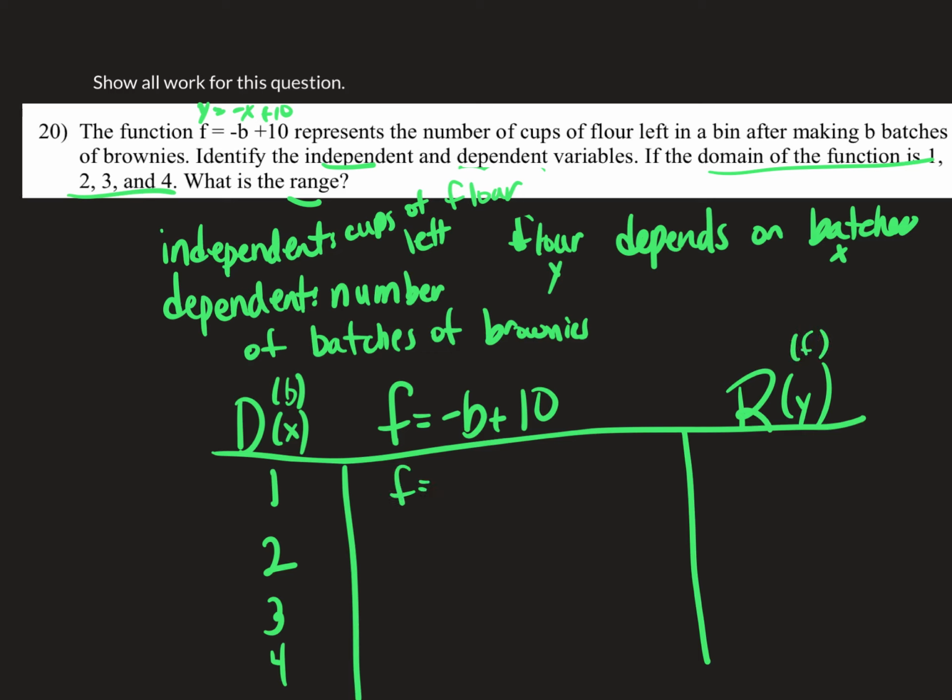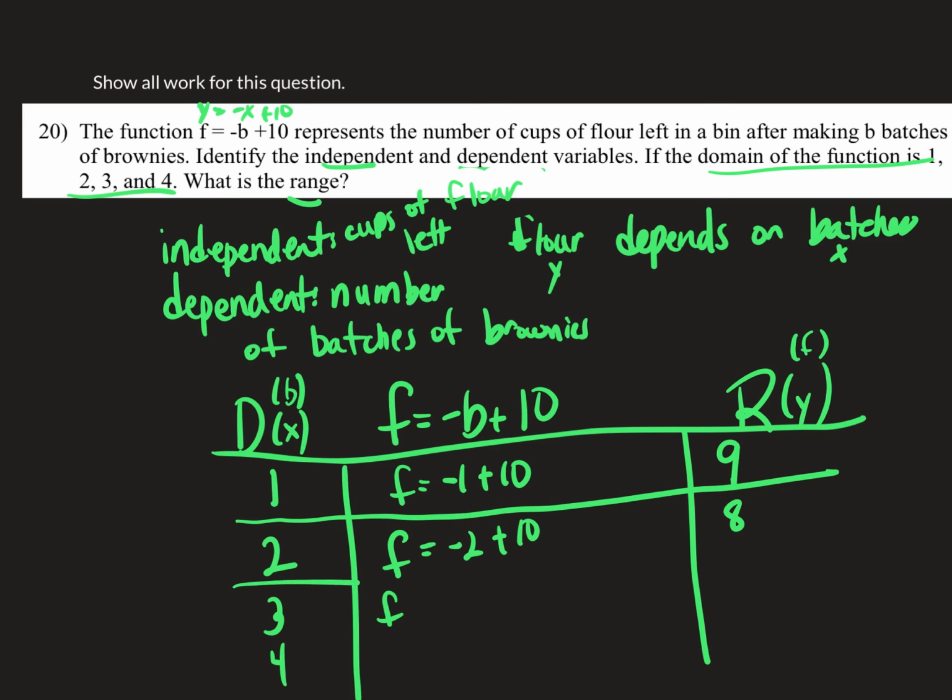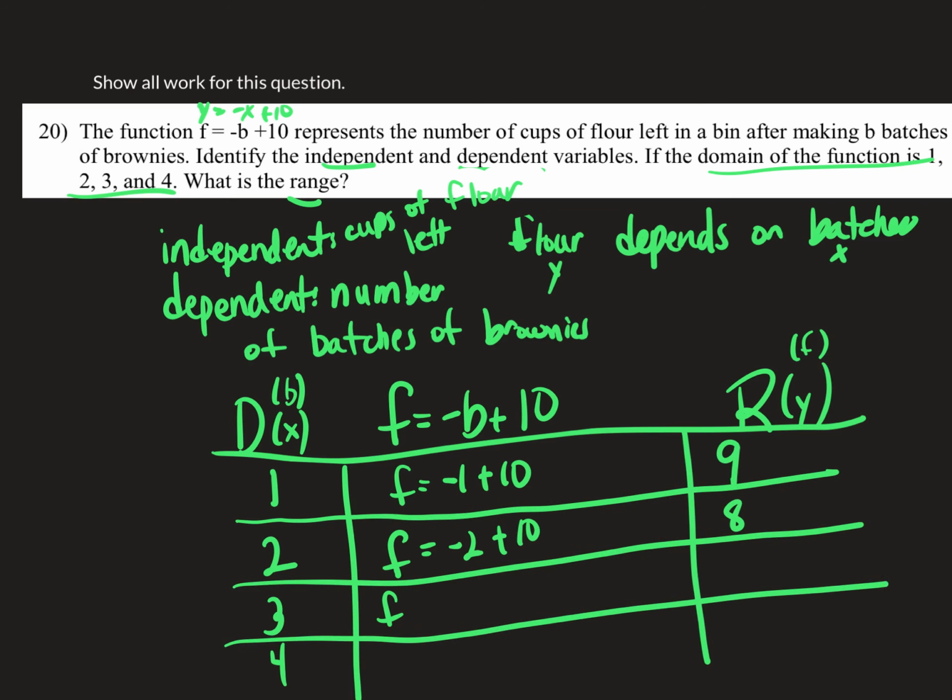So F is going to be negative 1 plus 10, which is 9. F is going to be negative 2 plus 10, which is 8 for the third one. And you'll have lines on your paper. I'm going to go ahead and separate these so it's easier to see. F is going to be negative 3 plus 10. So that's 7. And for the last one, F is going to be negative 4 plus 10, which is 6. So my range, this is my final answer, my range is 6, 7, 8, 9.